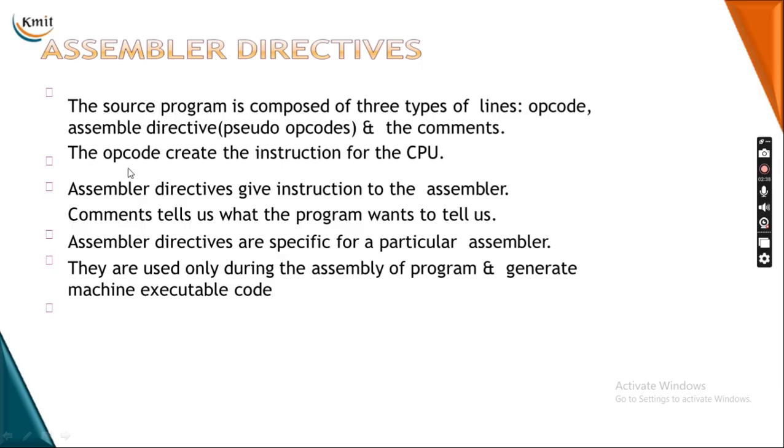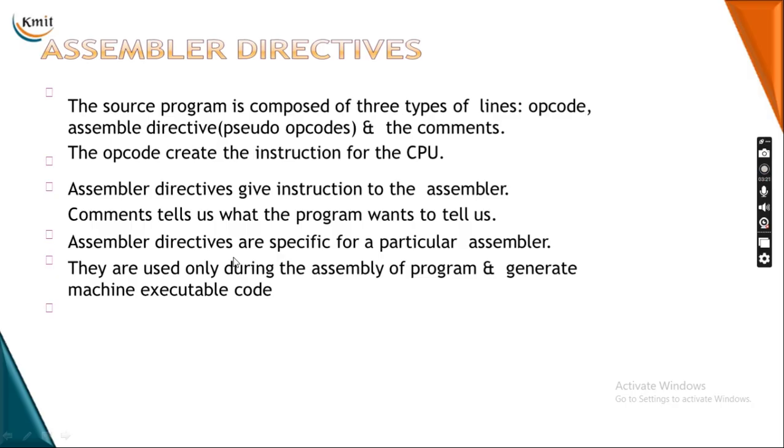So the opcode creates the instruction for the CPU. Assembler directive gives instruction to the assembler. Comments tell us what the program wants to tell us. Assembler directives are specific for a particular assembler. They are used only during the assembly of the program and generate machine executable code. So overview, assembler directives are the directives which give the direction to the assembler about what the program is.